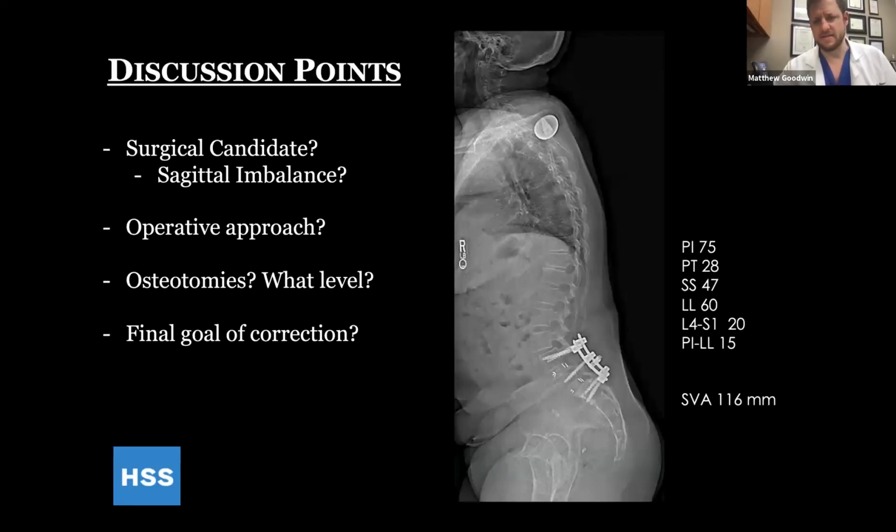I'll make a few comments. I mean, this is a good case. That was very kind, whoever said people like me that do lots of deformity. I certainly am not the deformity person here. I'm just trying to learn from these guys.